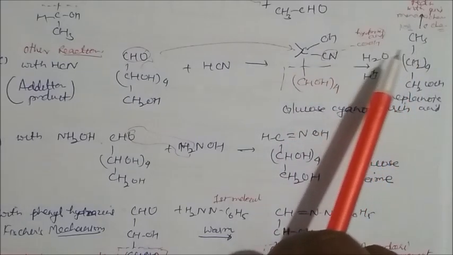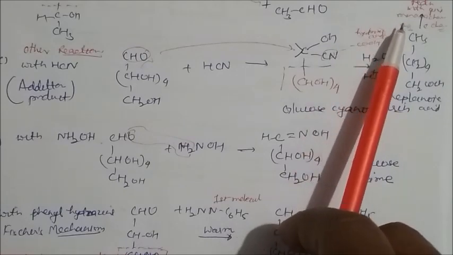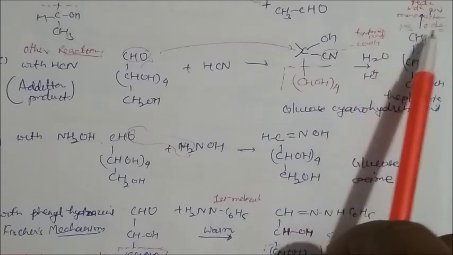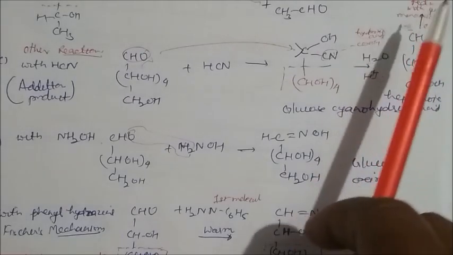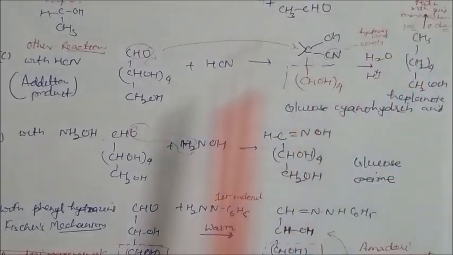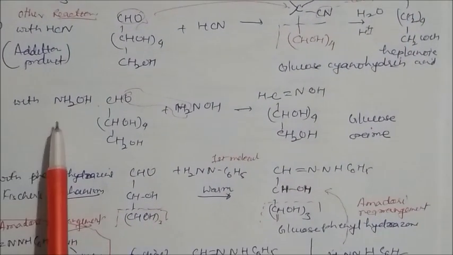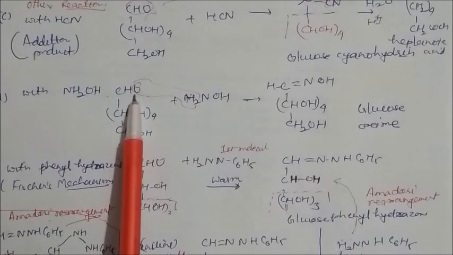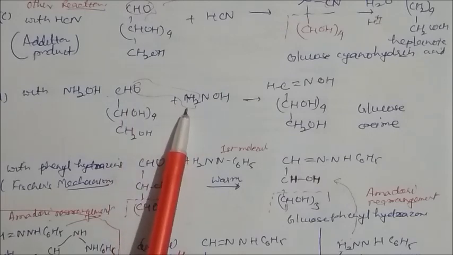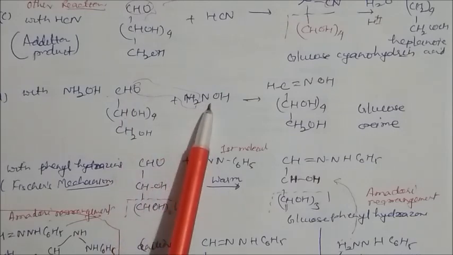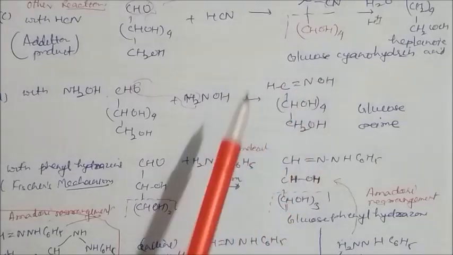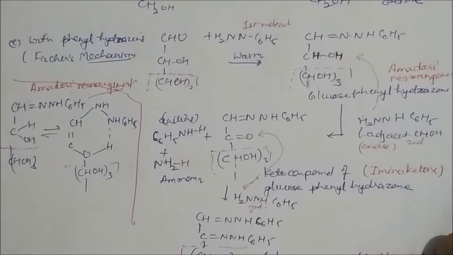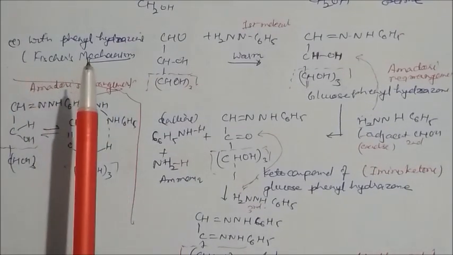Again, on further reaction, heptanoic acid can give the monosaccharide carbon chain. Further reaction of this gives your normal saccharide chain, a 6 carbon chain. And with hydroxylamine, this will give you glucose oxime. Only the carbonyl part will react with hydroxylamine to give glucose oxime like this. And one very important reaction is with phenylhydrazine, that is called Fischer's mechanism.